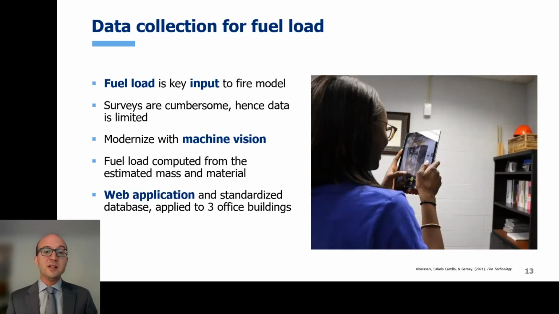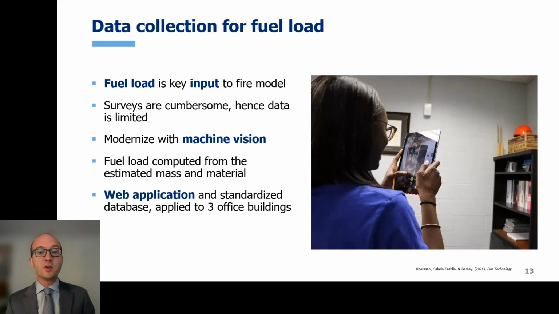On fire models, the effort starts with having good data for the inputs. And probably the most important input is the fuel load that is present in the room. The fuel load is the energy that can be released in case of fire from the combustion of the furniture and content in the room. The problem is that data is very limited about fuel load because standards rely on surveyed data, but surveys are cumbersome, so they are often outdated, and just in general, there is not much data.